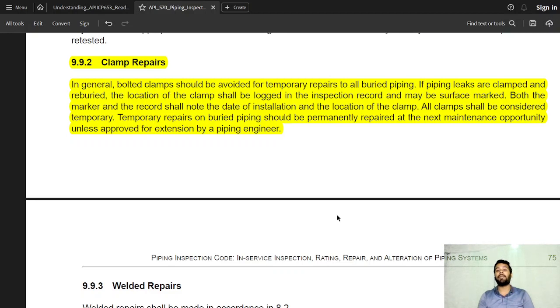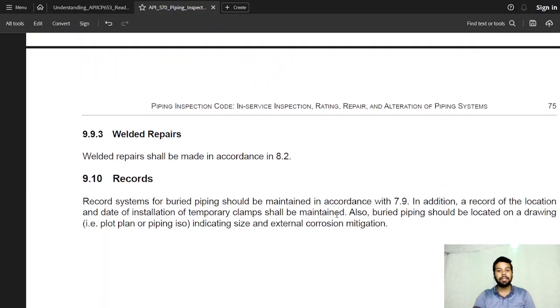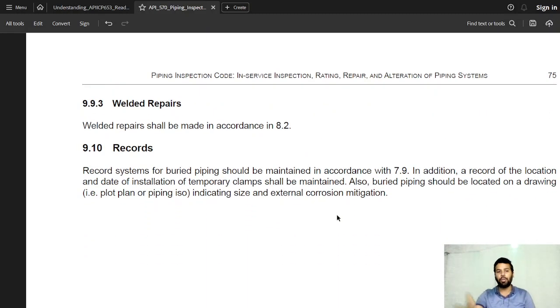Temporary repairs on buried piping should be permanently repaired at the next maintenance opportunity unless approved for the extension by the piping engineer. So it is the same thing we were talking about with temporary and permanent repairs. Whenever a clamp is used, it is considered to be a temporary repair. A temporary repair has to be replaced by a permanent repair at the next maintenance opportunity or unless approved by the piping engineer. Welded repairs are given in 8.2.